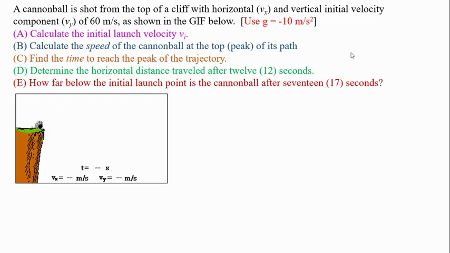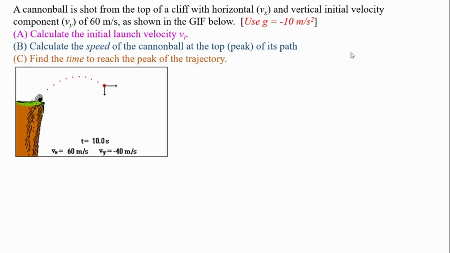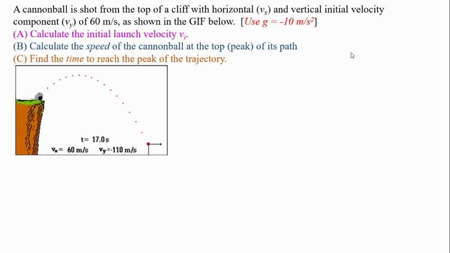All right, so let's do it. Let's knock out parts A, B, and C, okay? Part A asks us to find the initial launch velocity. In this animation, it just shows the two components, Vx and Vy, as time lapses. But here in part A, it's pretty straightforward. It wants us to find the initial launch velocity.